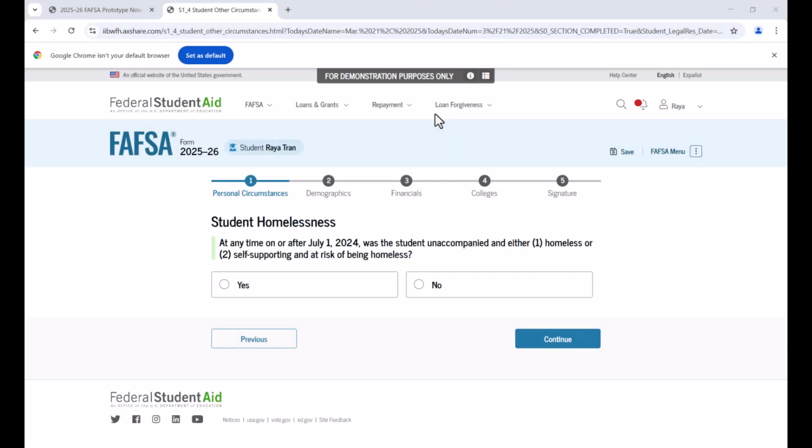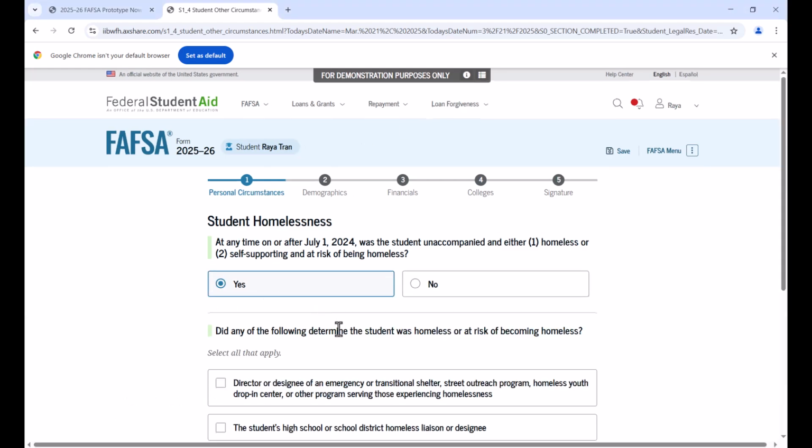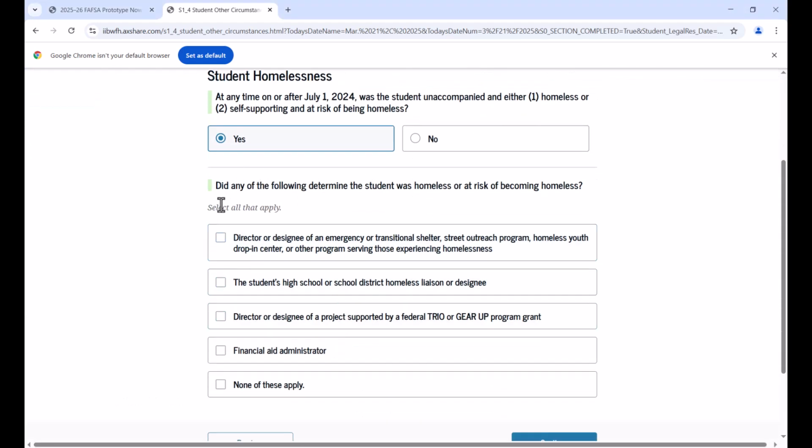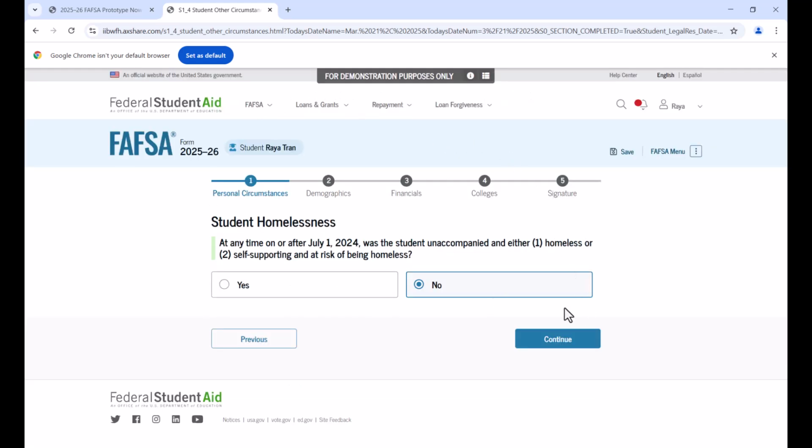Then that brings us to our next question, which is on student homelessness. It says, at any time on or after July 1st, 2024, was the student unaccompanied and either 1, homeless, or 2, self-supporting and at risk of being homeless? If you answer yes to this question, it is going to have a drop-down question asking, did any of the following determine the student was homeless or at risk of being homeless? The student will just need to select who has deemed them in this situation. If the answer is no, they'll just select no and continue on with the form.